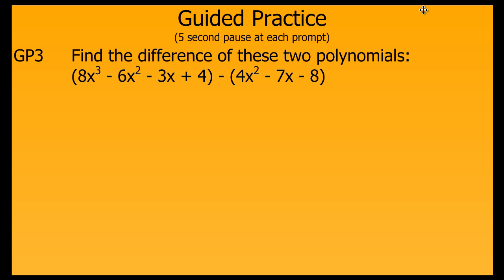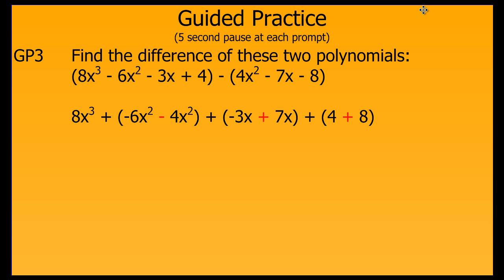In guided practice number 3, we were finding the difference of two polynomials, so we need to subtract the second one from the first one. So what do we do first? We think of subtraction as adding the opposite, so we need to distribute that negative sign throughout that entire second parentheses, and then group like terms together. So what do we do next? We combine like terms to get our answer written in descending order.